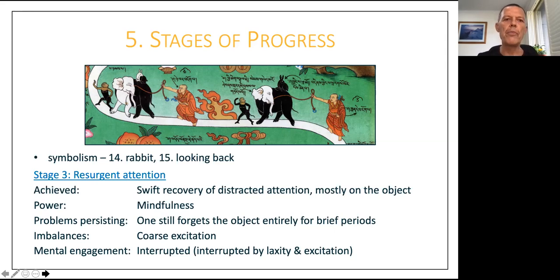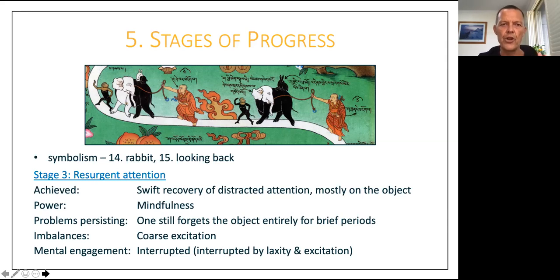Now, what does it mean to be at stage 3? For example, at stage 3, we can hold the object maybe 5 or 10 minutes at a time. And if we get distracted, we quickly recognize that. If that is our normal experience in meditation, that's what it means to be at stage 3.